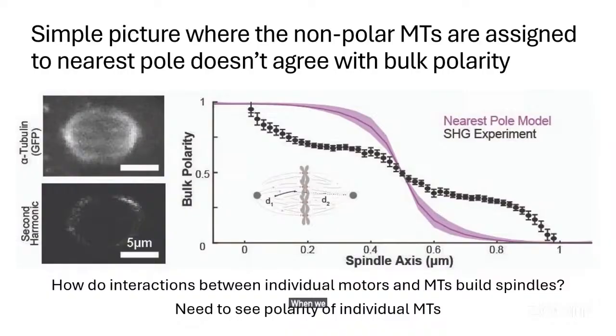When we compare to bulk measurements of microtubule polarity from second harmonic imaging, we see that the agreement between these two really isn't very good. Our predictions from this branching nucleation model predict that the spindle should be almost completely parallel on either side of the metaphase plate. And what we see, in fact, is that it's much closer to 50-50 polarity. So really, we do need to actually do cryo-electron microscopy imaging to visualize the microtubule polarity directly.